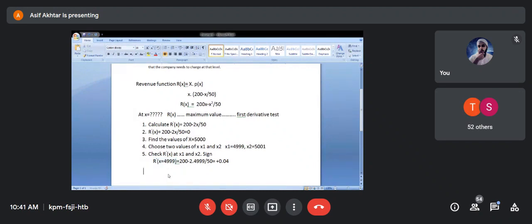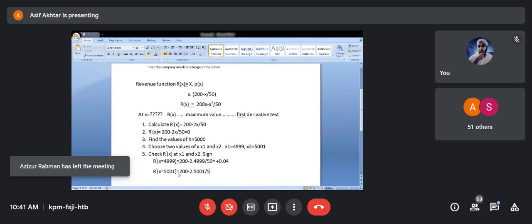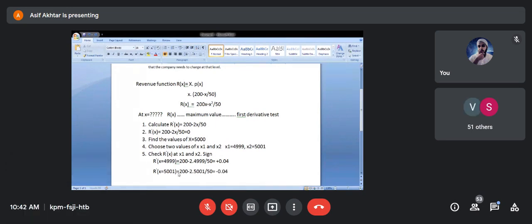Now we have to find this value at x2 equal to 5001. Then we have 200 minus 2 into 5001 divided by 50. So what are you getting? Minus 0.04. So does the sign change? Yes, sir. From which direction? From plus to minus.